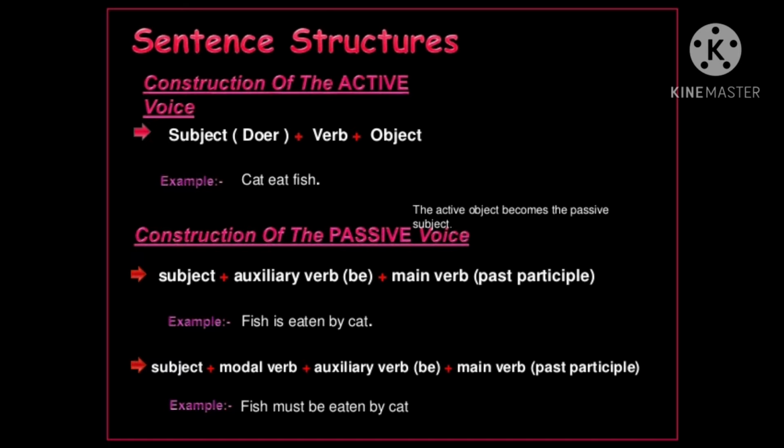Now we will see the second one, if we add a modal verb in it. So the structure will be subject, modal verb, auxiliary verb, and main verb. Now we will see it. Fish must be eaten by cat. So here fish is the subject, must be is the modal verb, eaten is the main verb. We will mention here by, and cat. Cat is the object here. So you can see how the active voice is changed into a passive voice.